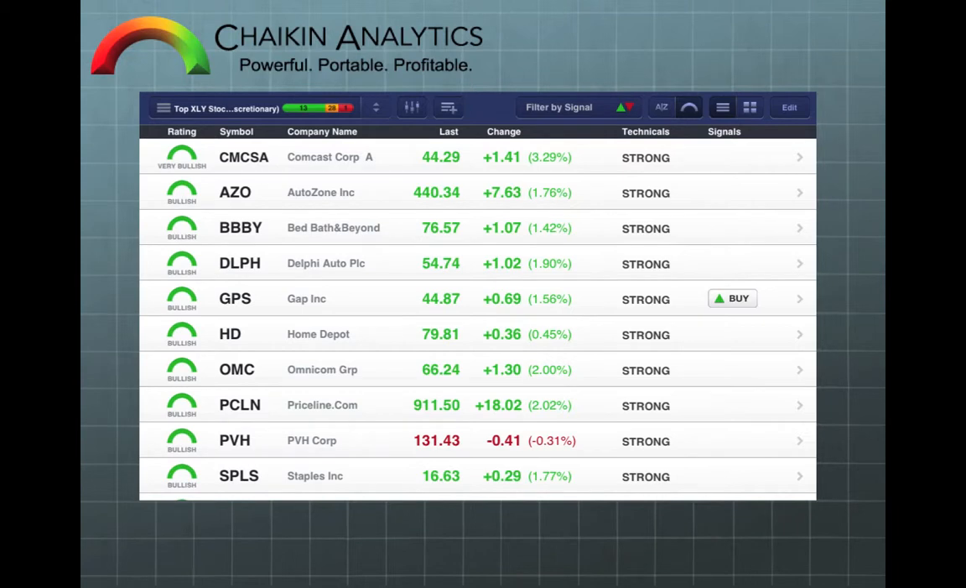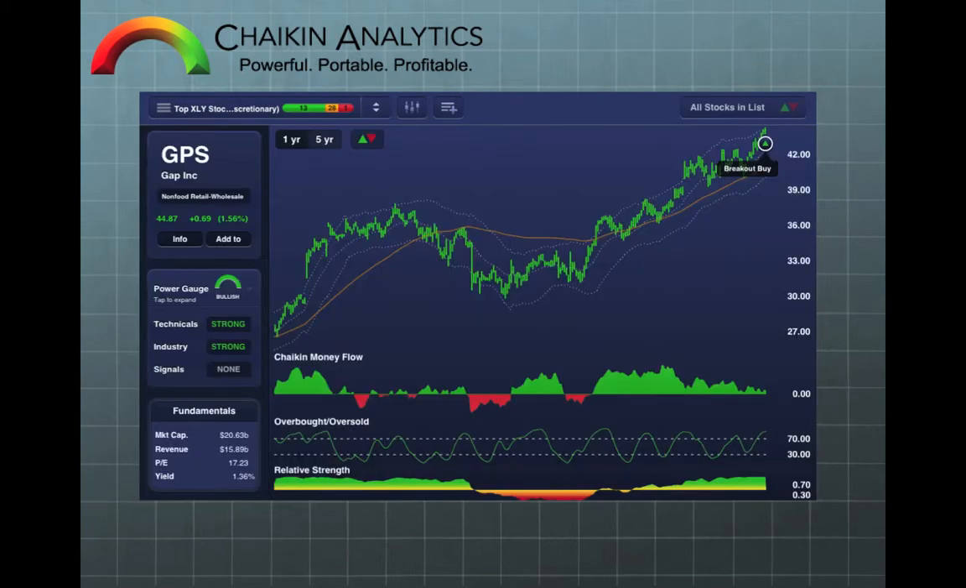But the Gap's earnings aren't until August 20th, so that gives us plenty of time to ride a positive trend. Now the buy signal the Gap is giving us is not for the faint of heart. This is called a breakout buy. This is not to be confused with a channel breakout, for those of you who are technical. This is something where the price has to hit and then exceed the outer volatility band.